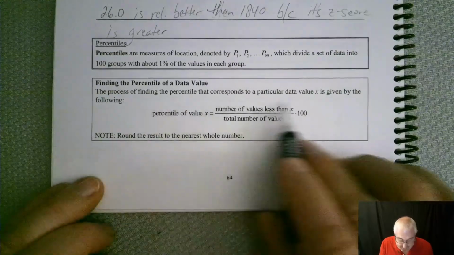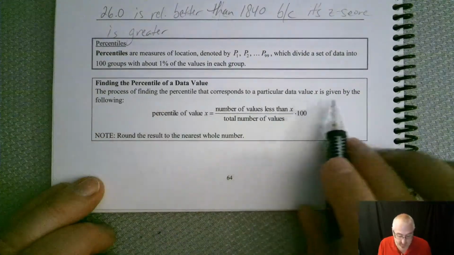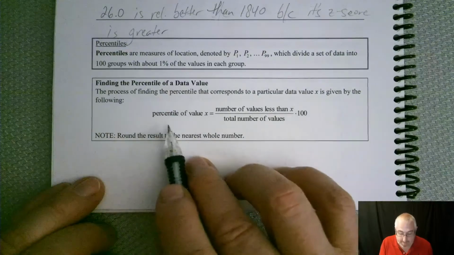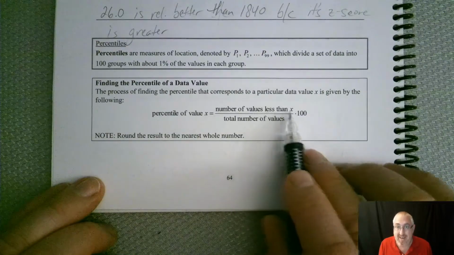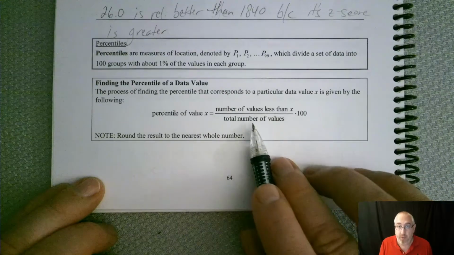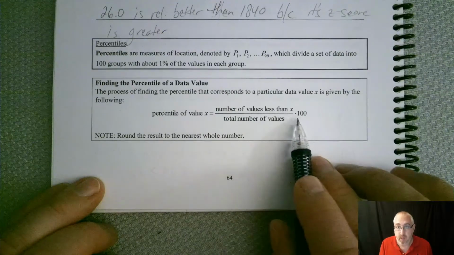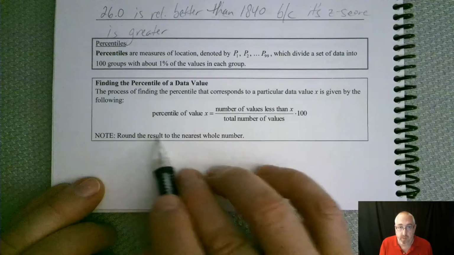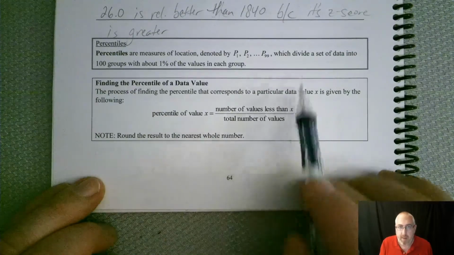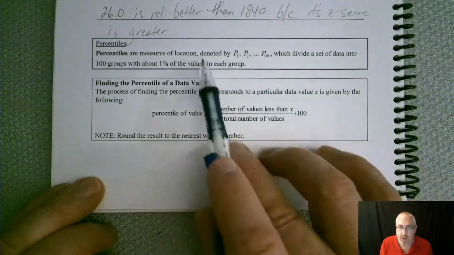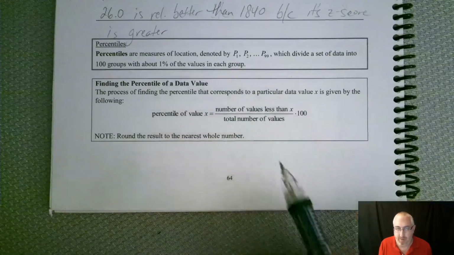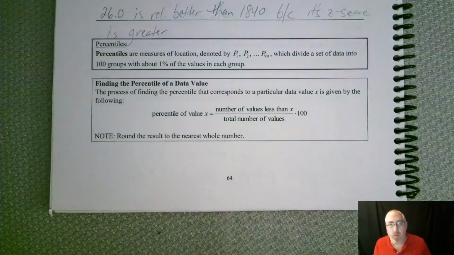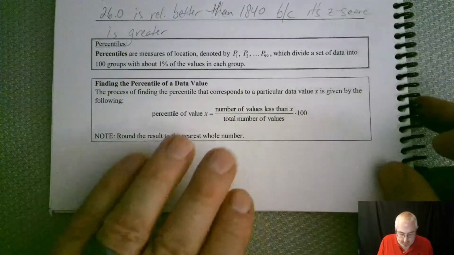All right, so the process of finding a percentile that corresponds to a particular data value x is given by the following. Percentile of value x is equal to the number of values less than x divided by the total number of values times 100. So note, round the result to the nearest whole number. So again, percentiles are generally going to be whole numbers. They're not a fraction of a percentile or something like that. So always round it up. Okay, so let's take a look at an example.